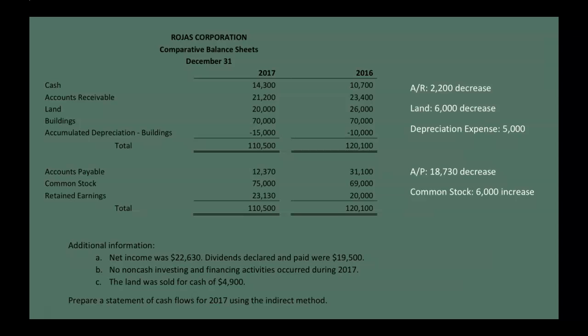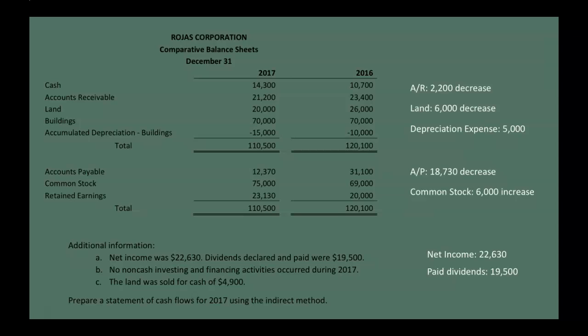Again, we don't need to make note of that at all, because if we look under additional information, net income and paying out dividends were the reasons why that retained earnings changed. So we will note our net income and our dividends paid. Those are two pieces that will go on our statement of cash flows.